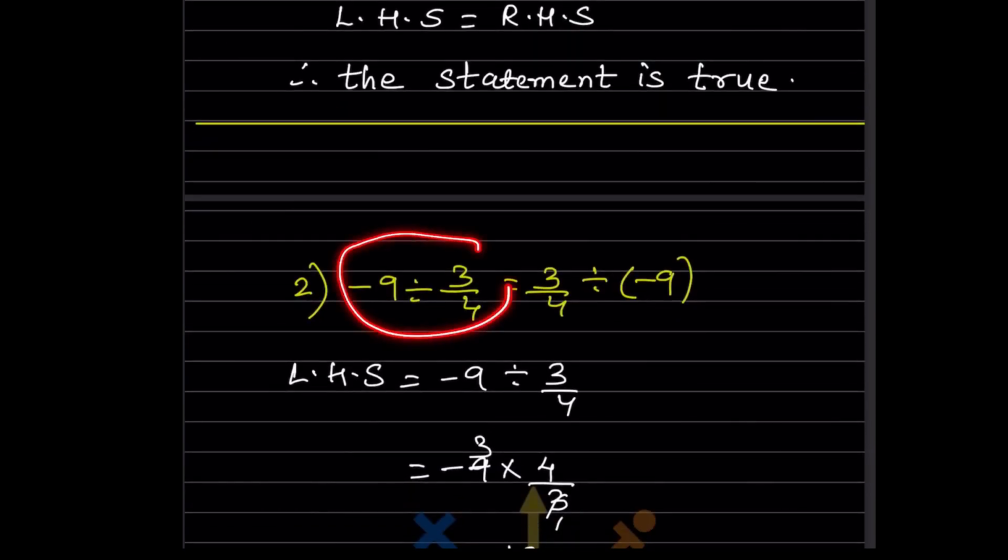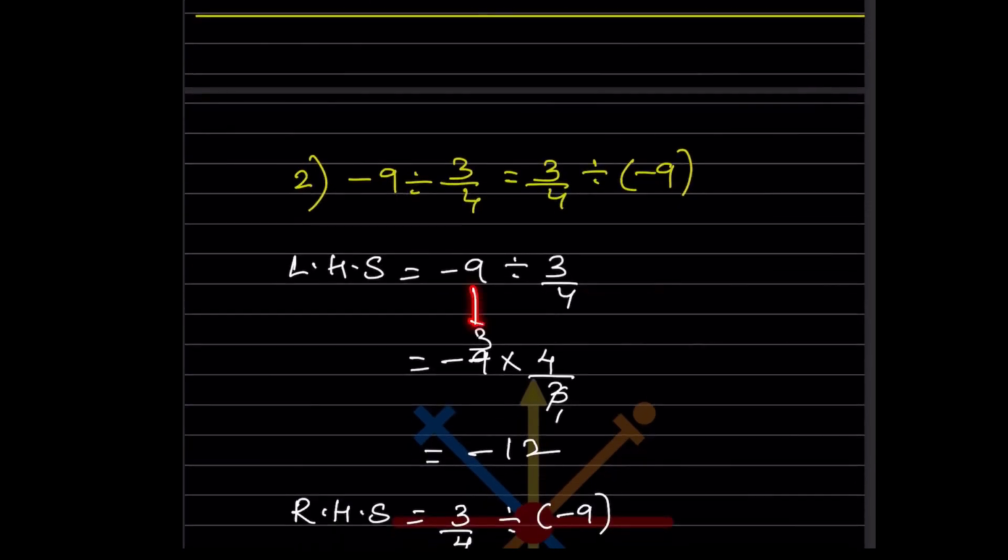Now here LHS and this is RHS. LHS is minus 9 divided by 3 by 4. So minus 9, this will be multiplication. This is going to get flipped over, 4 by 3. 3 ones are, 3 threes are. So that is going to be minus 12.